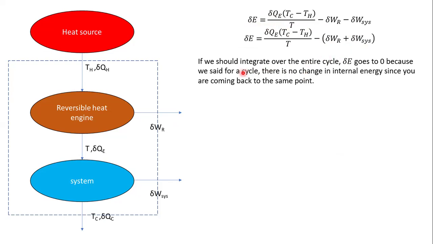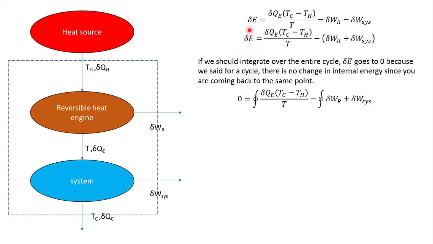Remember, we spoke about the fact that we are dealing with a cycle. So if we are integrating over an entire cycle, the change in E goes to zero, because we set up for a cycle, there is no change in internal energy, especially when we assume kinetic and potential energy go to zero. For a cycle, there's no change in the energy at the end of the day, right? But then the heat and the work terms can change. So the del E goes to zero.